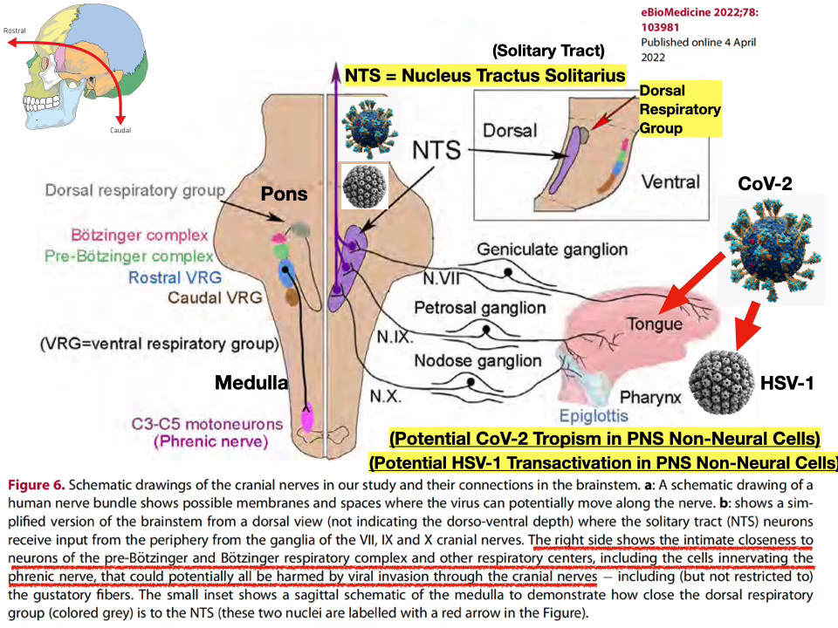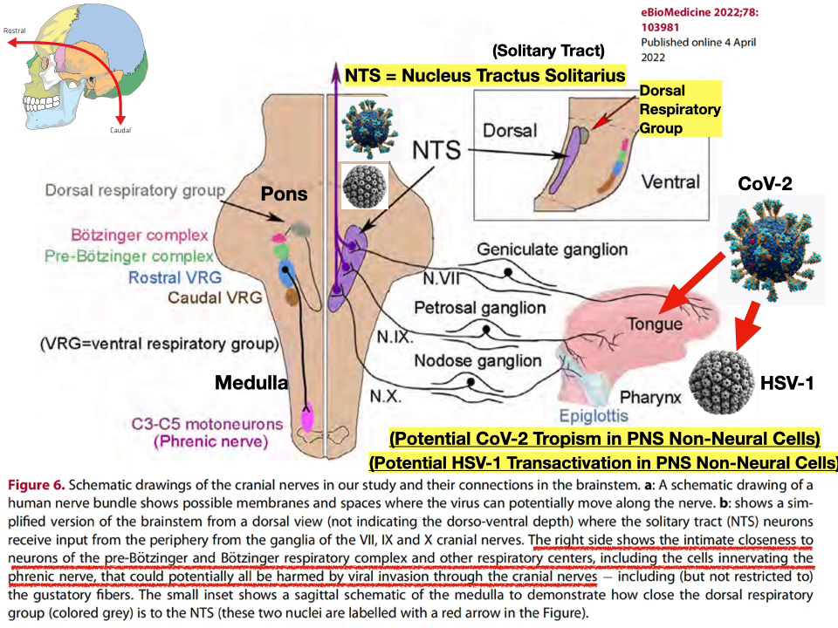Schematic drawings of the cranial nerves in our study and their connections in the brainstem. Panel A, which is not shown in this slide. A schematic drawing of a human nerve bundle shows possible membranes and spaces where the virus can potentially move along the nerve. That was shown earlier in this YouTube.